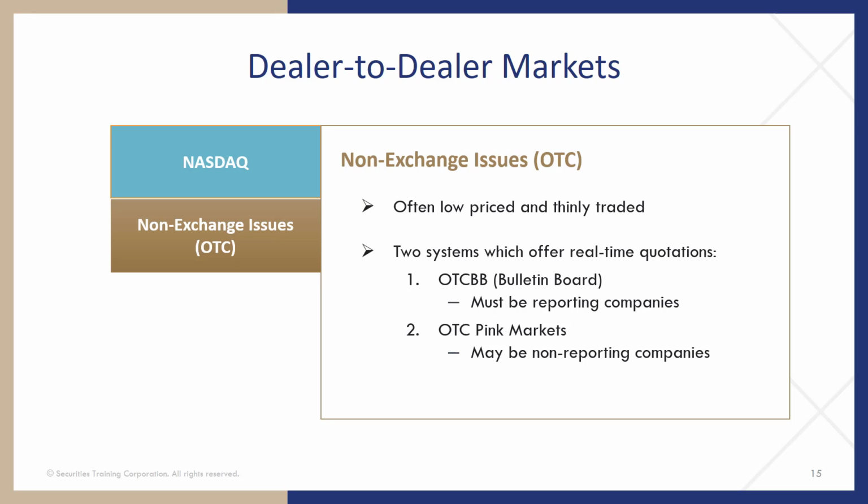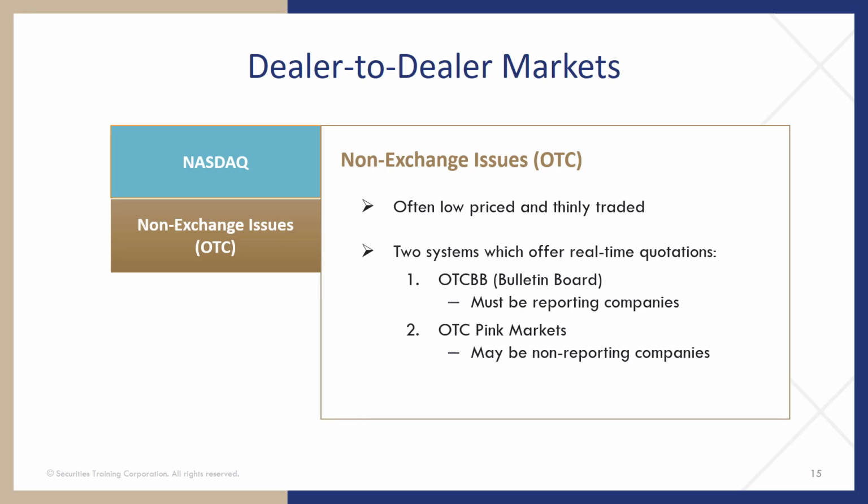They are quotation systems. One is called the OTCBB, or the Bulletin Board, and the other is called the Pink Markets, or Pink Marketplace. The reason how it got the name Pink is many years ago, it was actually done in paper, and the color of the paper was called the Pink Sheets. It's electronic now, but the name simply stuck. Now, again, they're quotation systems.